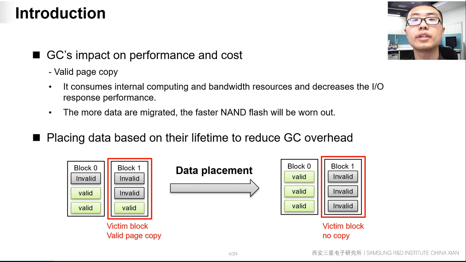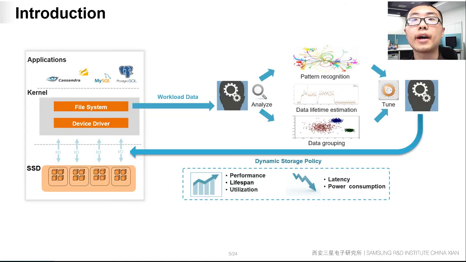If we place data according to data lifetimes, data within the same block can be invalid at nearly the same time, and the copied data will be reduced. This is our overall idea. Analyze various workloads, recognize data patterns, analyze and estimate data lifetimes, and finally group data. Dynamic data placement policies are generated to improve performance and lifespan and reduce latency. In this paper, part of this work has been done by machine learning, and we hope that AI can do most of the work in the future.